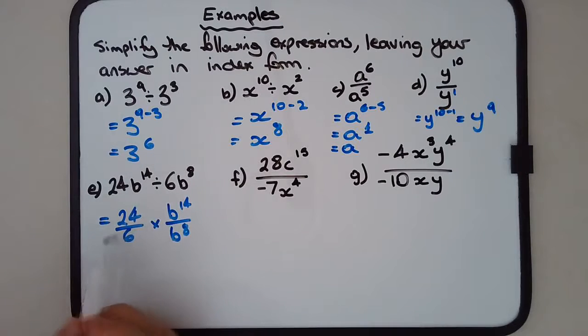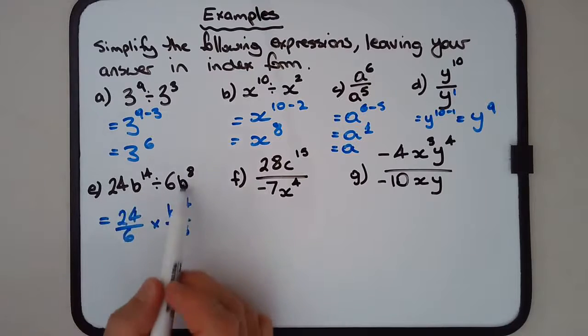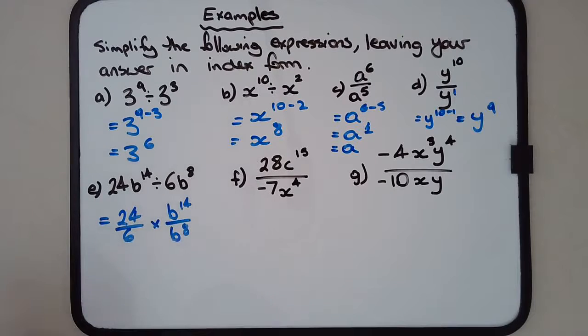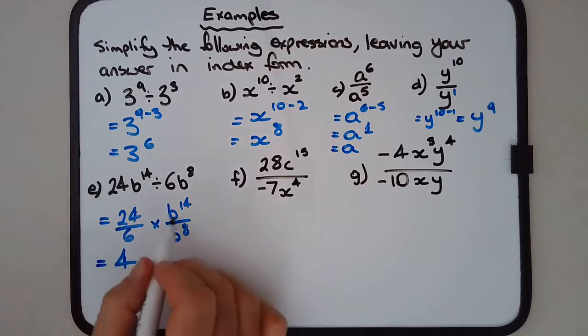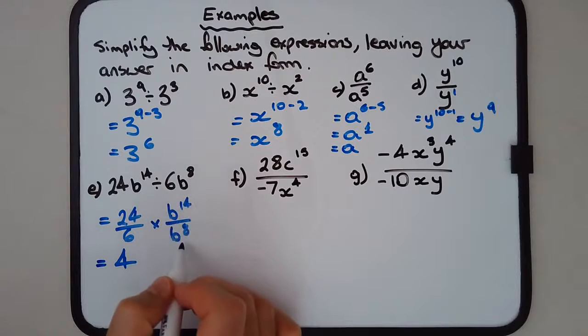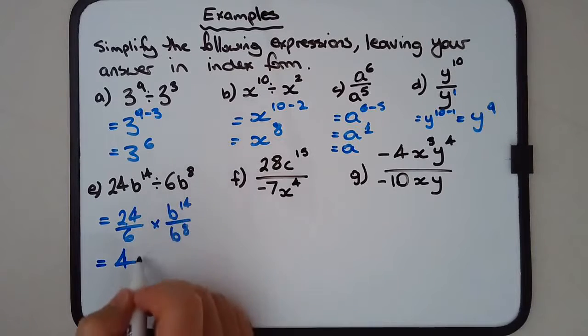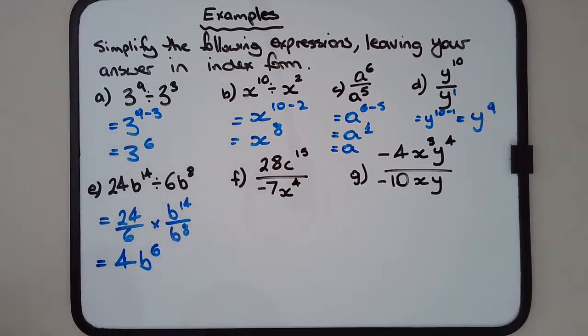Okay, so I'm separating out the numbers from the pronumerals, and then joining them together with a multiplication. After all, 24 and b to the 14 are being multiplied together. The 6 and the b to the 8 are being multiplied together down the bottom here in the denominators. Okay. 24 over 6, that's equal to 4. b to the 14 over b to the 8, subtract the indices, and we're going to get b to the power of 6.